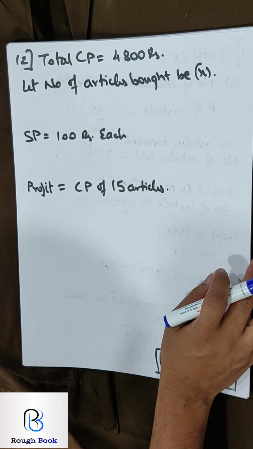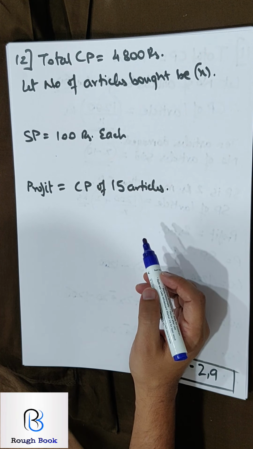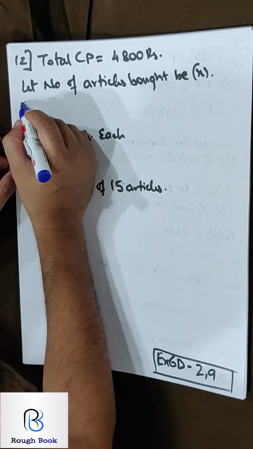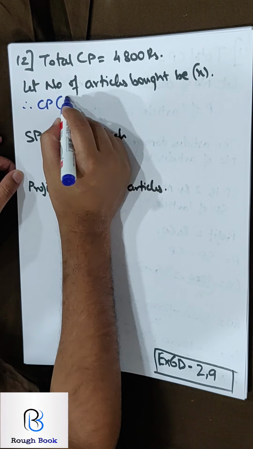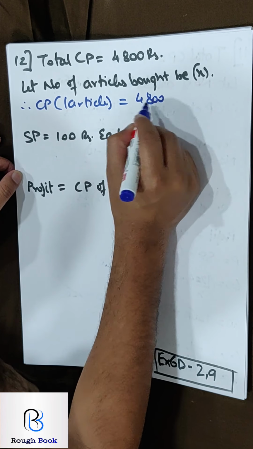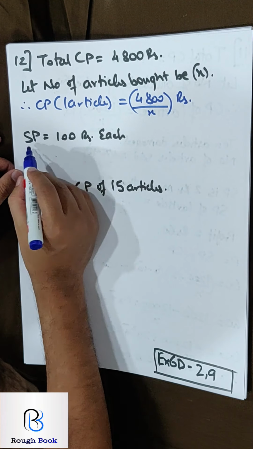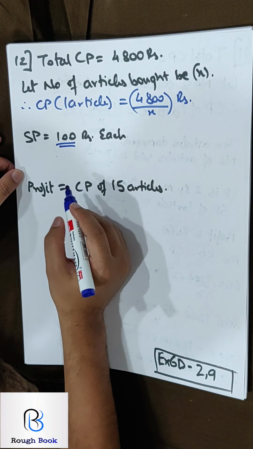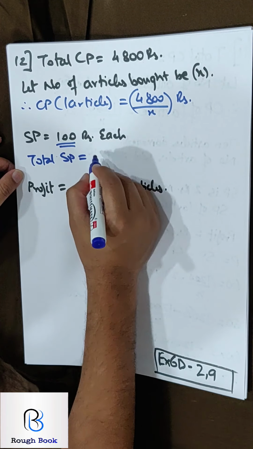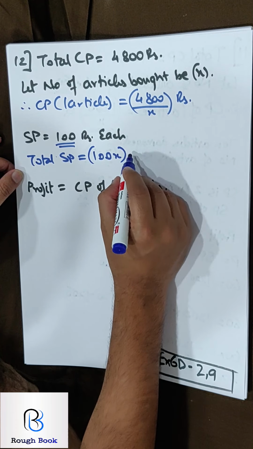Total cost price of a certain number of articles is 4,800, and they say let the number of articles, find the number of articles. So we said let the number of articles bought be X. So therefore CP of one article will be 4,800 upon X rupees. They say each article is sold at 100 rupees. So therefore what will be the total SP? Total SP will be 100 rupees into number of articles sold, that is X.